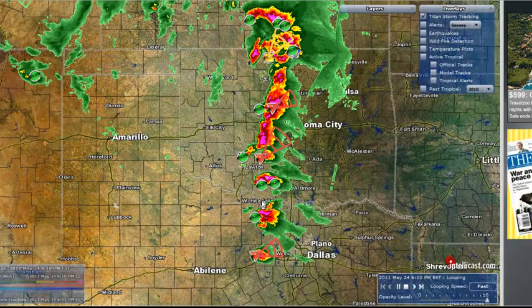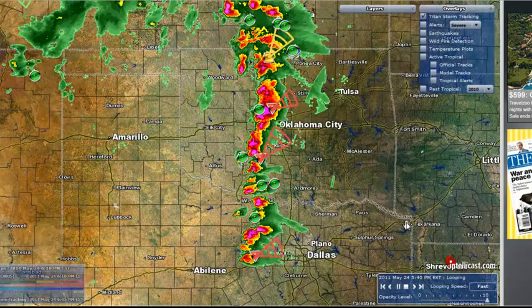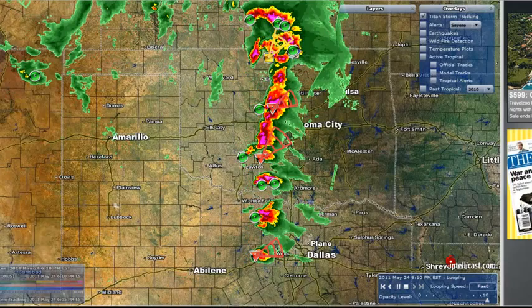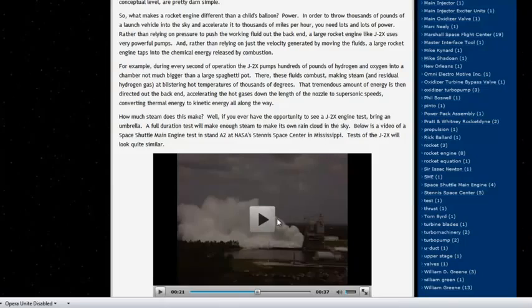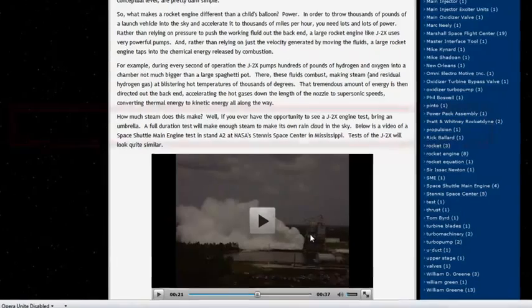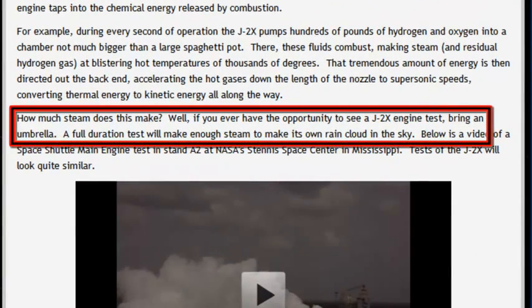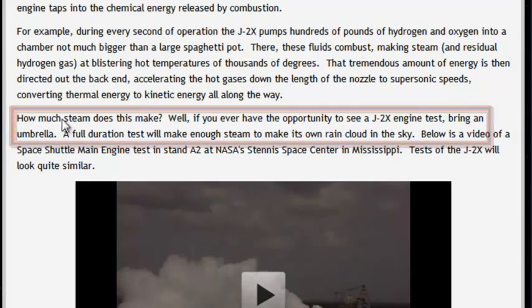But when you come over here, guys, and you realize that this technology is here, and that NASA's known it for obviously quite some time, for as long as they've been testing these rockets, they've obviously known that it causes a rain cloud. How much steam does this make? Well, if you have the opportunity to see a J2X engine test, bring an umbrella.